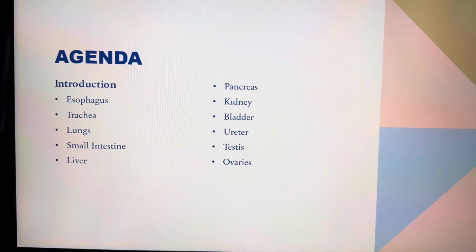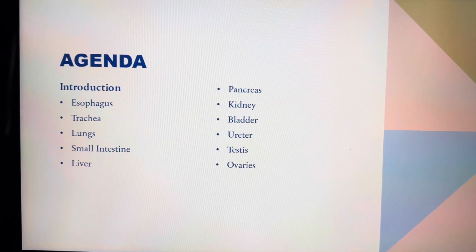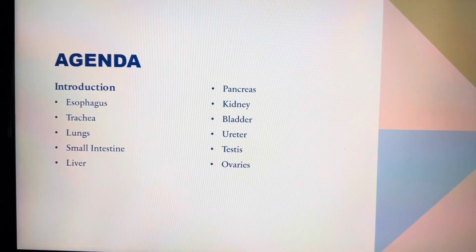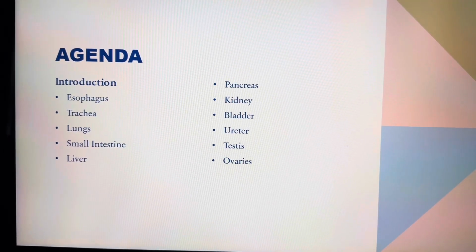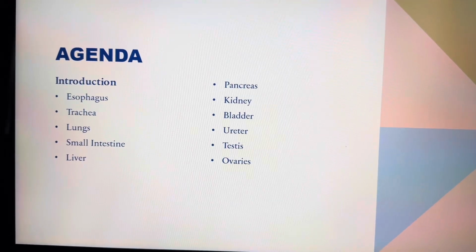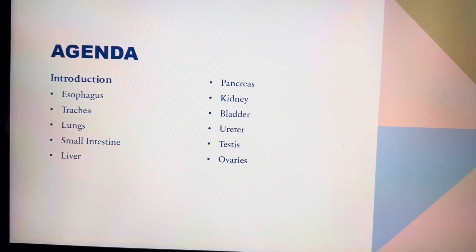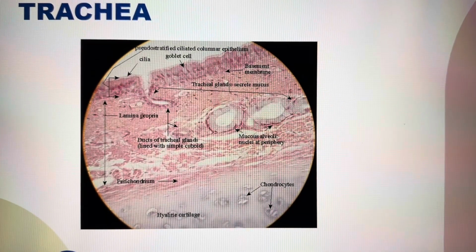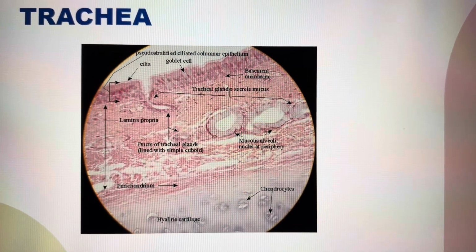So for our practical in regards to the histology, we are supposed to be able to name the organ, name the structure, and name the layers. These are the organs we're going to go through, and we will go ahead and name the layers and the structures that we see within these organs. The first organ we have is the trachea.